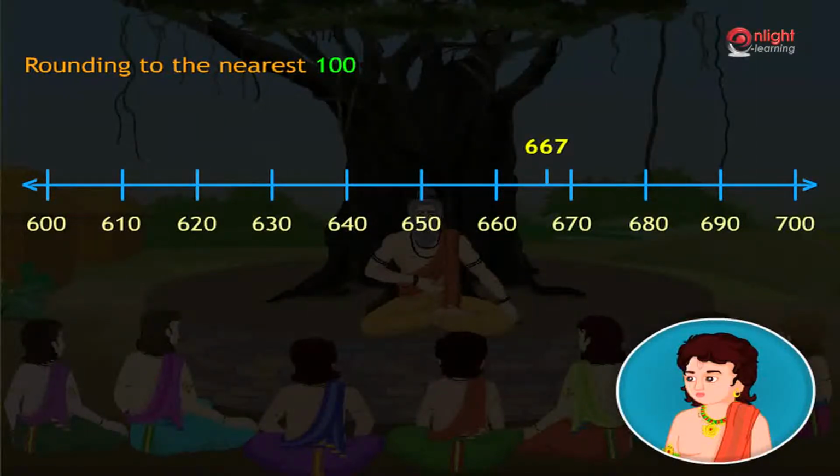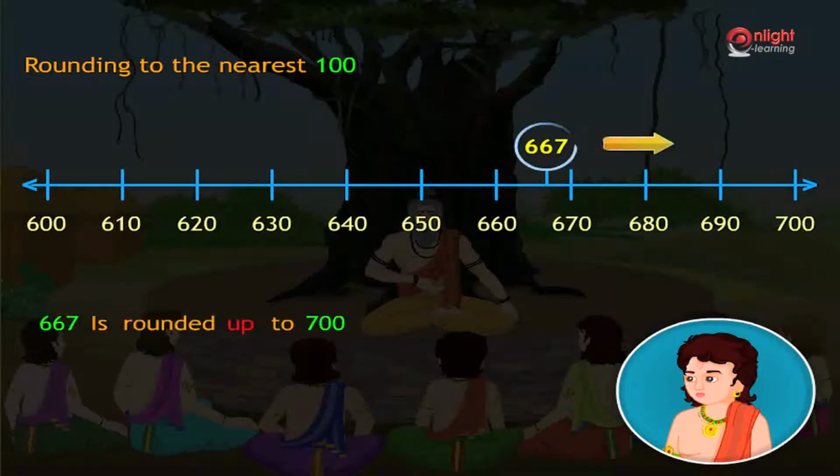Now let us mark 667 on the number line. We can see that while considering the nearest 100, 667 lies closer to 700 than from 600. So 667 is rounded off to 700.